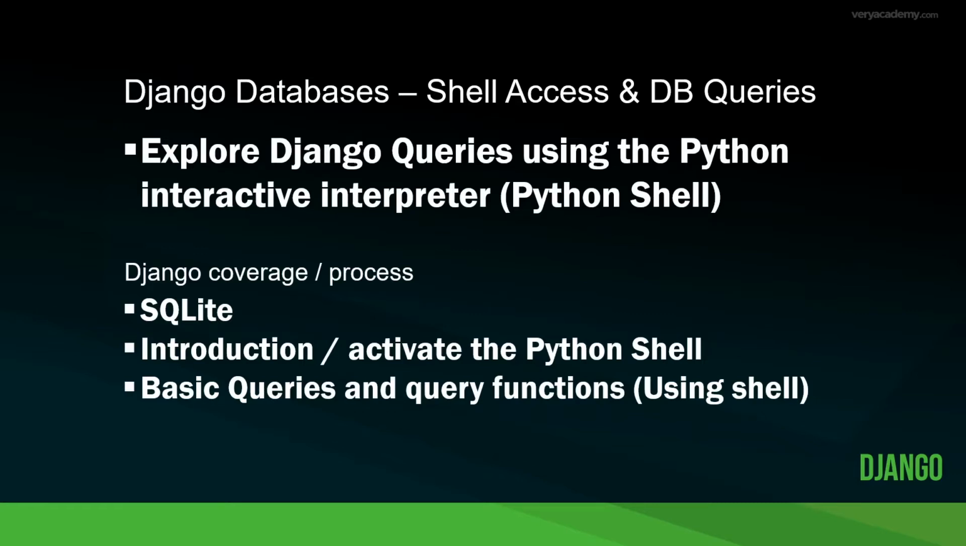So yes, we're going to be exploring Django queries here, or an introduction to Django queries, using the Python interactive interpreter, or the Python shell, or the Django shell. The coverage here is that obviously the default database is SQLite, so we're not covering any other databases in this tutorial. We're going to be utilizing the Django SQLite database. We have an introduction to the Python shell and the Django shell, how to activate it, and a few commands to help you get started utilizing the shell. And then we're going to go through some basic queries and query functions using the shell.